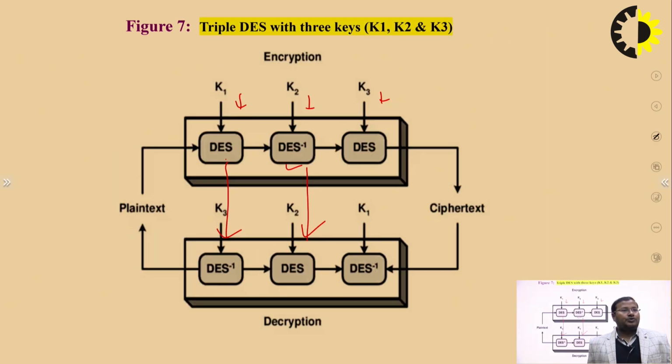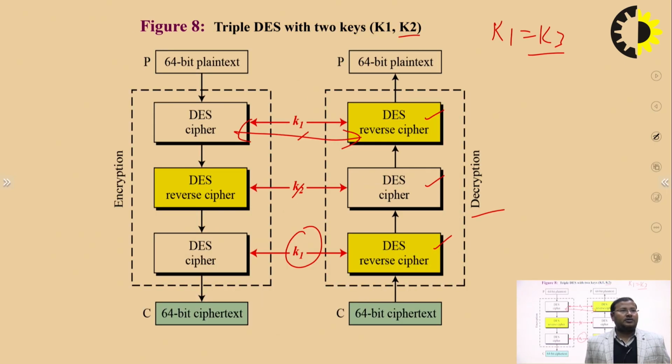So using these two methods, these two ways, we can do the triple DS, and both are represented by two separate diagrams.